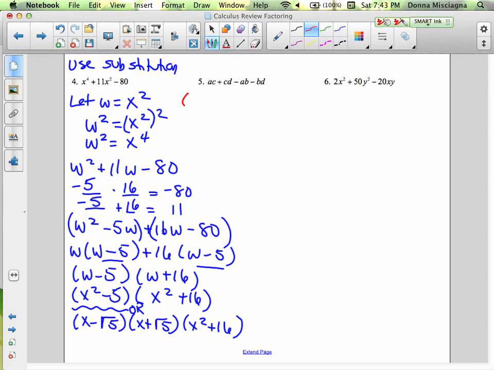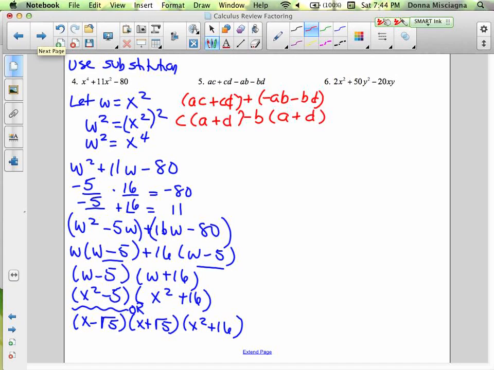All right, so first two are a group, AC plus CD. Make sure this is a plus. All right, the negative goes with the AB. Negative AB minus BD. All right, greatest common factor is a C. If I factor out a C, I've got A plus D. Greatest common factor here, better pull the negative out, is a negative B. And we've got A plus B, right?